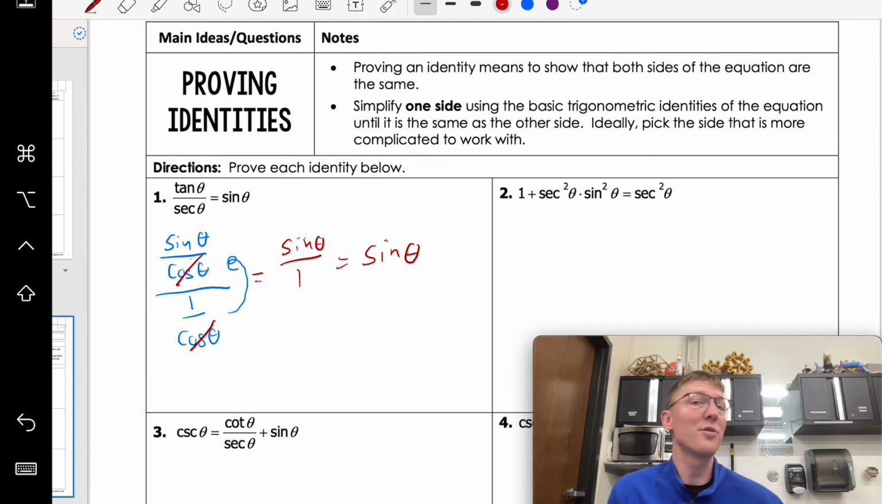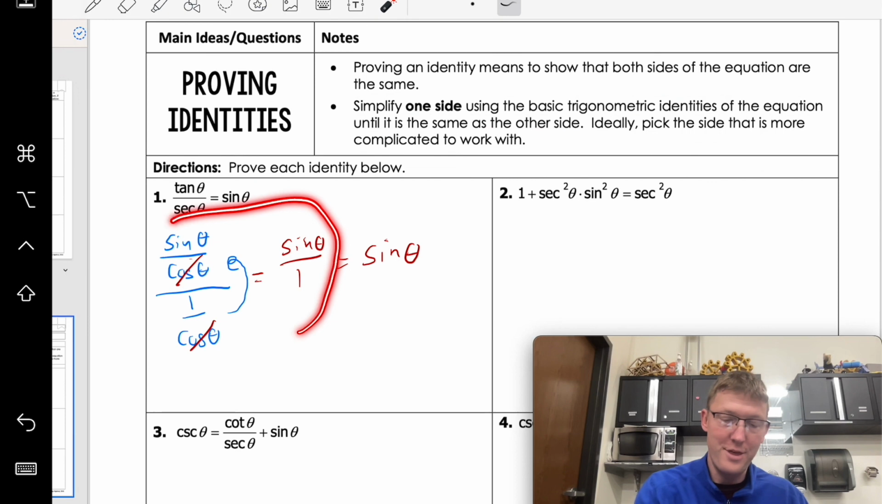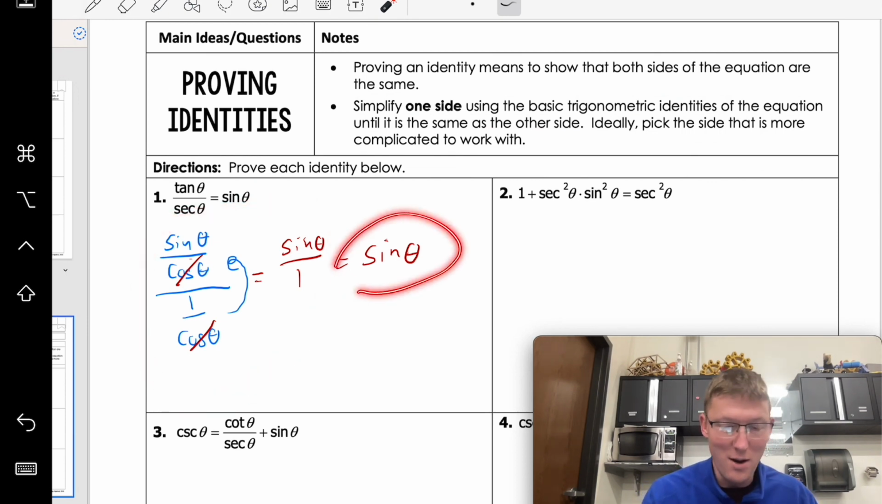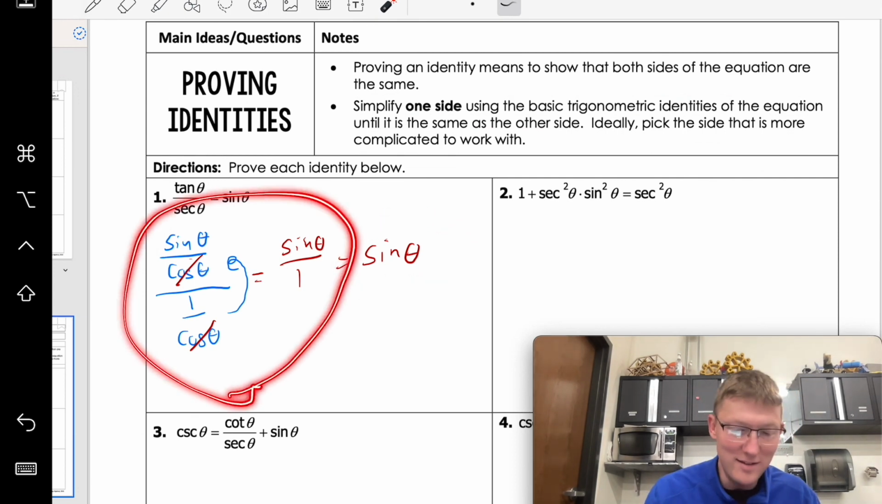Now, those of you that don't like to show your work, unfortunately, this is your answer. I don't need, oh yeah, it equals sine. No, this is the answer that I'm looking for. So you have to show your work because the answer is the work.